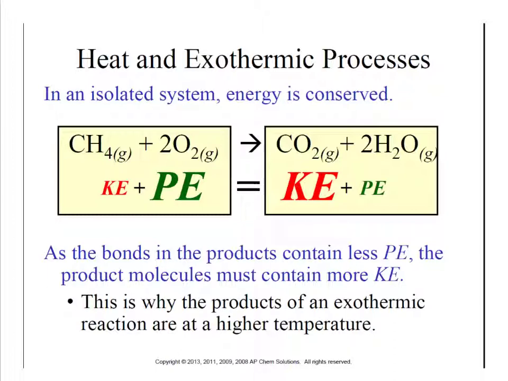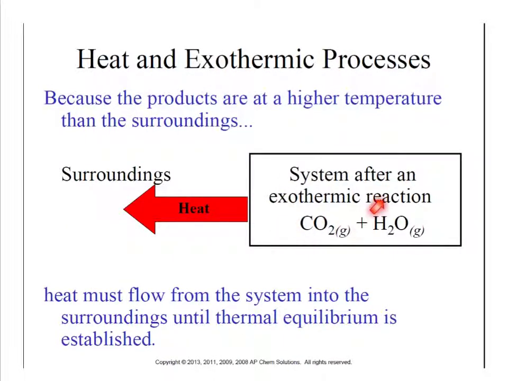And since kinetic energy is what we feel as temperature, this is why a reaction like this would feel warmer to the touch, because there's more kinetic energy. That higher kinetic energy means it's at a higher temperature than the surroundings, so heat is going to be transferred from the system to the surroundings until thermal equilibrium is established again. So when you feel something that's exothermic, the reason it feels hot is because the energy is being transferred from the system into your hands, which are the surroundings.